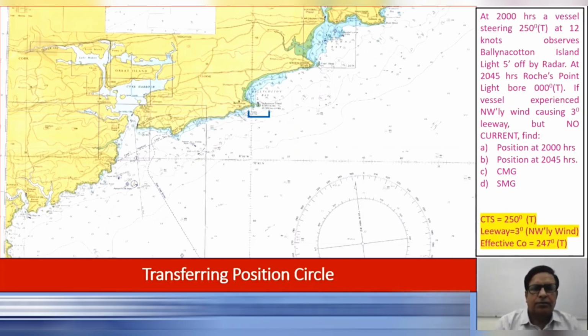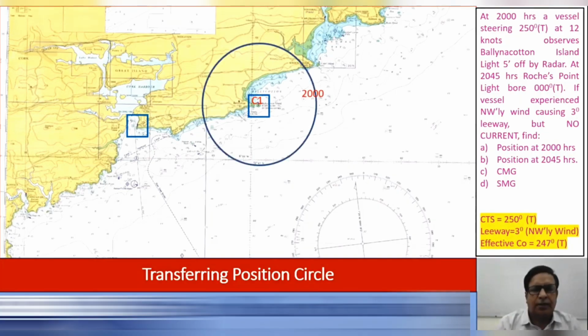So we plotted it here now. We have this as the Ballycotton Island light. We have the Roche's Point with C1 as the center and the radius of 5 miles. We draw the position circle for 2000 hours. Now to transfer it to 2045, we need to transfer C1. Since we have already allowed for wind and got the effective course as 247 degrees, we draw 247 through C1, represented by a single arrow. On this we mark off engine distance for 45 minutes, that's 9 miles.